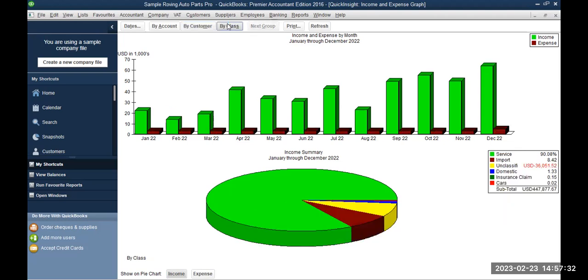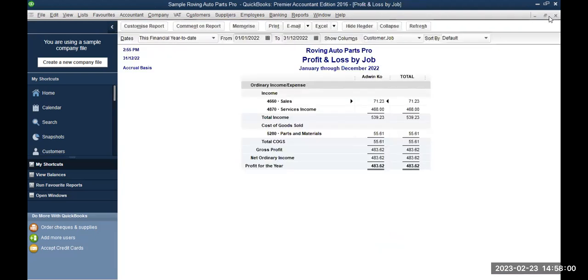Then the classes as well, you can click on a class and you see which class brings the most revenue. It shows you service gives the most revenue, followed by import. Then you have the unclassified transactions, and we discussed earlier that you make sure that there's nothing that is unclassified before you proceed on, okay? So that's a graphical representation of the income and expenditure report.